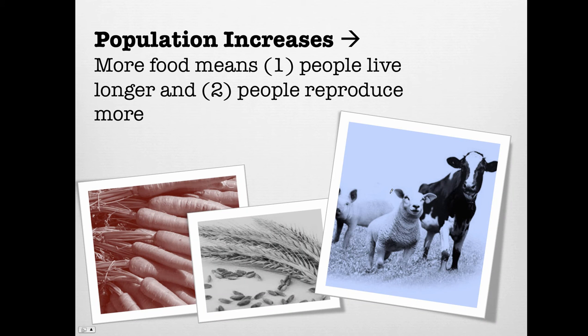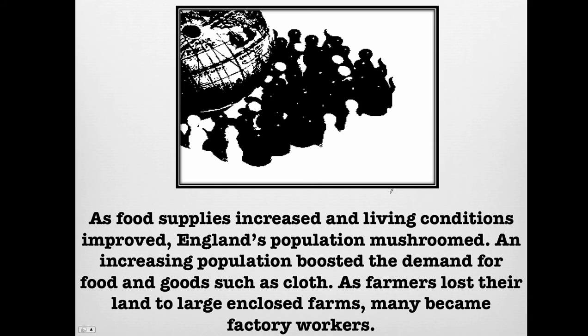Population increases. More food means more people live longer. And if there's enough food, people feel safe. We can bring a baby into this world. Next thing you know, daddies and mommies are having more babies. And as food supplies increased, living conditions improved, England's population boomed, and therefore, once the demand for food and goods and especially clothing increased, farmers lost their land to these large farms, and many became factory workers.